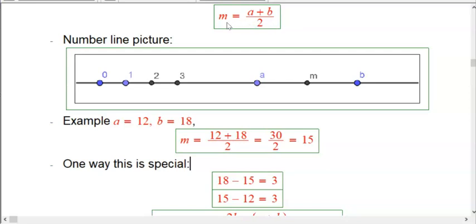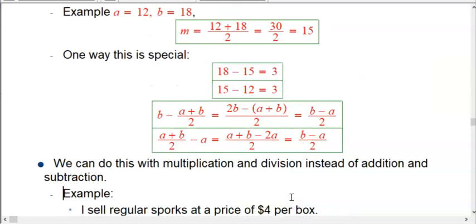So we have two ways of characterizing whether you've got the right average. One is just the formula: combine the two numbers and divide by 2, add and divide by 2. Or test to see if the number you think is the average has the same difference from the higher number as its difference from the lower number. So here's the thing, we can do that not with addition and subtraction, but with multiplication and division.